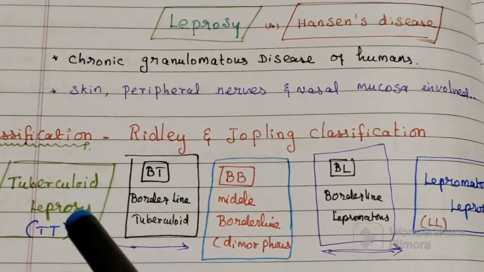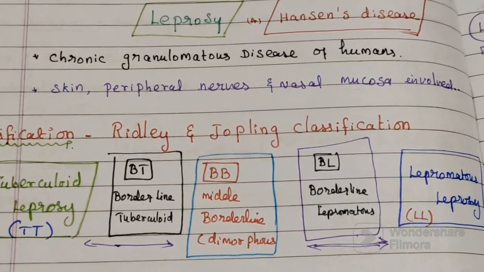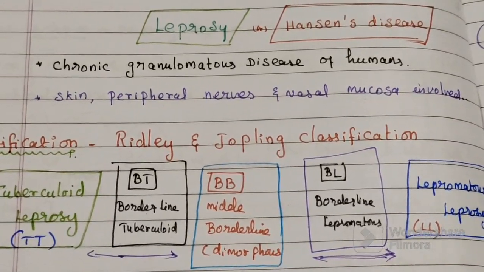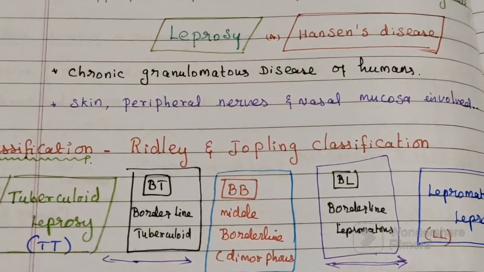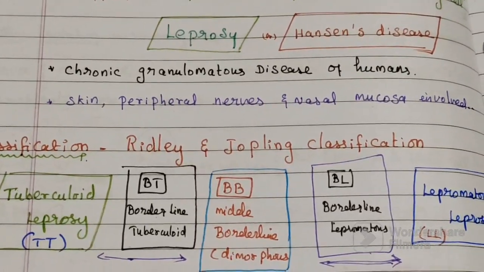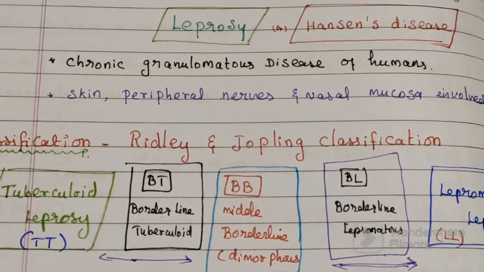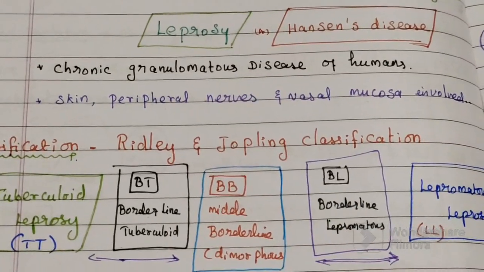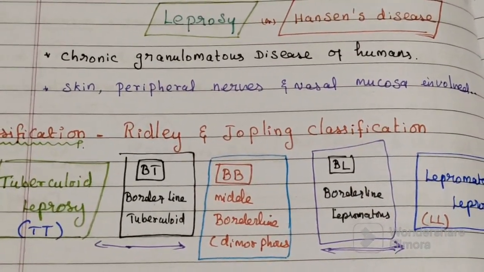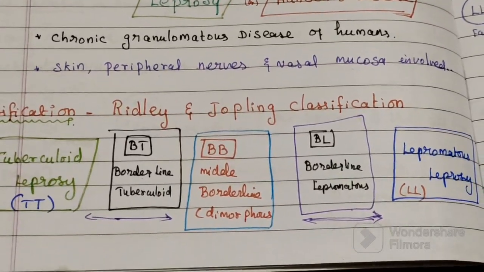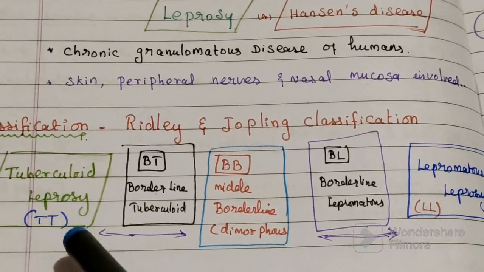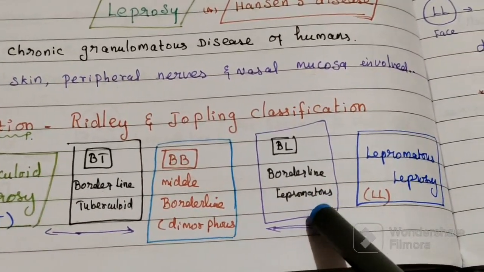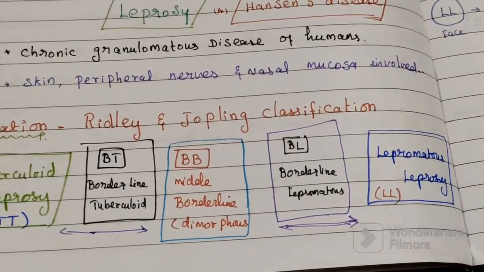Between tuberculoid leprosy and lepromatous leprosy, in the middle, there is borderline leprosy, which is dimorphous. There are also two more: PT, borderline tuberculoid, and BL, borderline lepromatous. So in total: tuberculoid leprosy, borderline tuberculoid, mid-borderline, borderline lepromatous, and lepromatous leprosy.